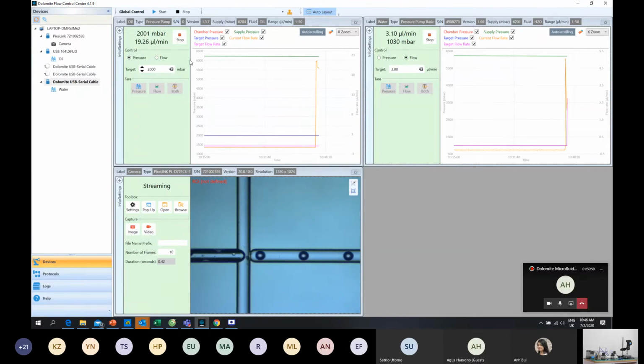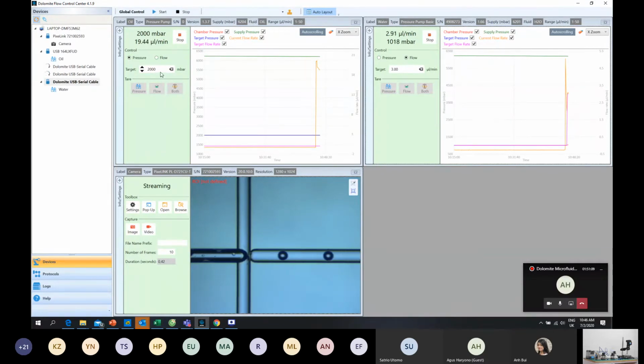And now the flow rate of the oil is also around 20. So you can see the droplet with the size here. As I said in the presentation file, we can control the droplet size by changing the flow rate ratio.